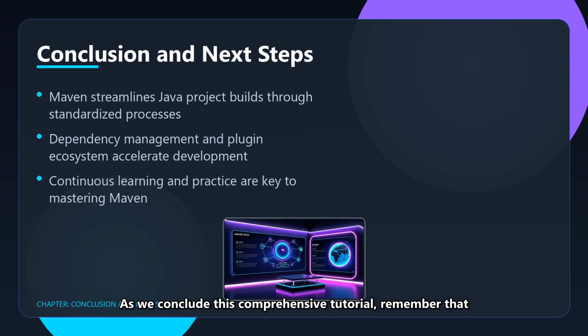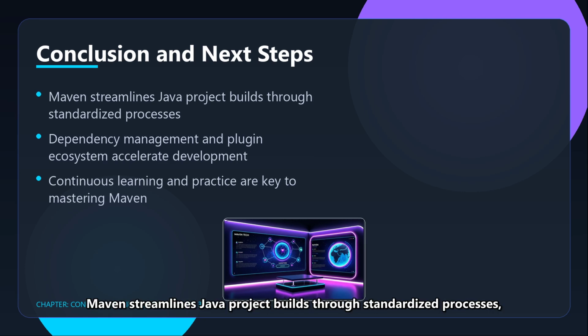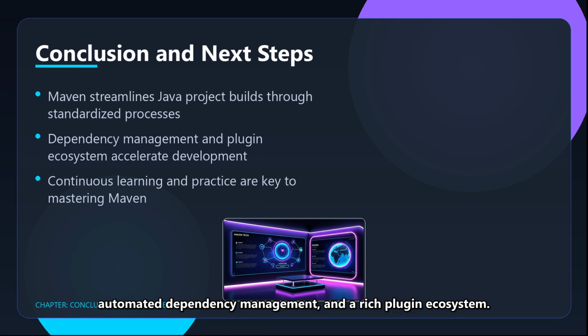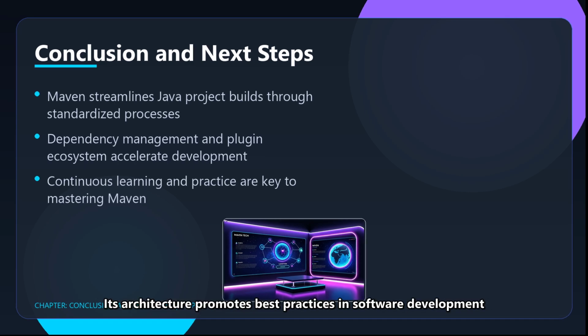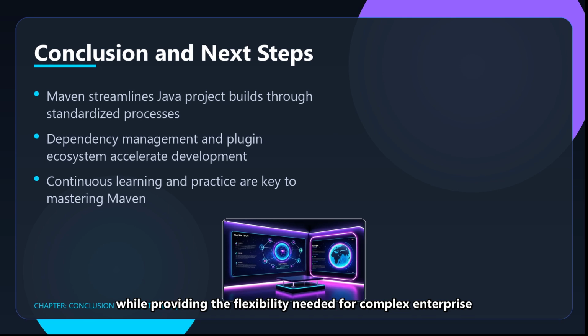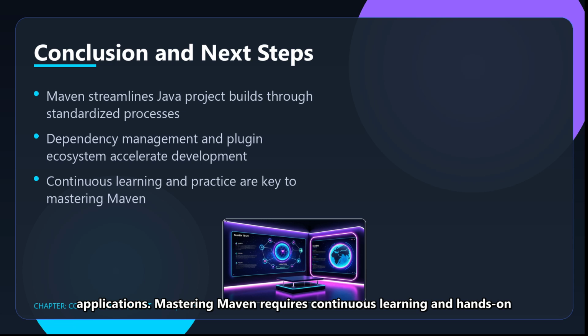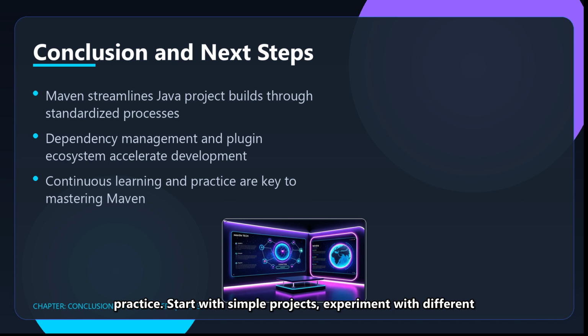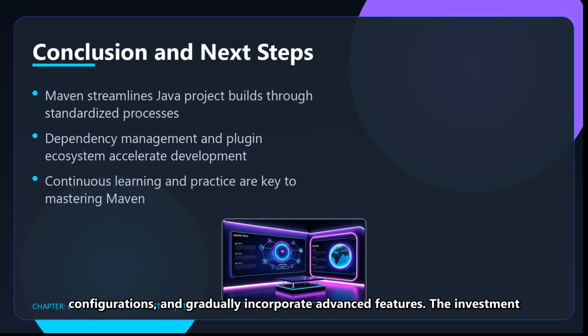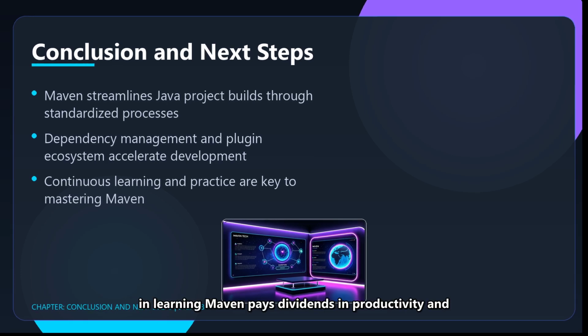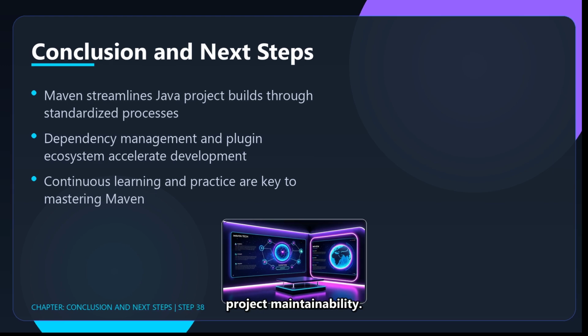As we conclude this comprehensive tutorial, remember that Maven streamlines Java project builds through standardized processes, automated dependency management, and a rich plugin ecosystem. Its architecture promotes best practices in software development while providing the flexibility needed for complex enterprise applications. Mastering Maven requires continuous learning and hands-on practice. Start with simple projects, experiment with different configurations, and gradually incorporate advanced features. The investment in learning Maven pays dividends in productivity and project maintainability.